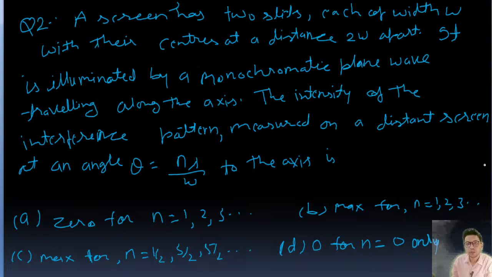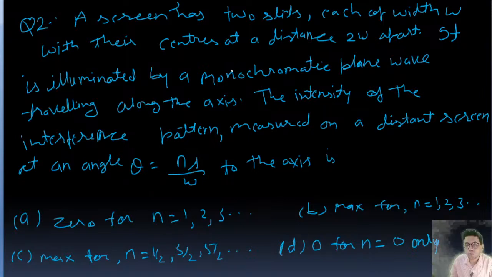I'll read it for you. A screen has two slits, each of width w, with their centers at a distance 2w. That is given, so the distance between the centers of the slits is 2w. If it is illuminated by a monochromatic plane wave traveling along the x-axis, the intensity of the interference pattern measured on the distant screen at angle theta equal to n lambda upon w to the axis is.